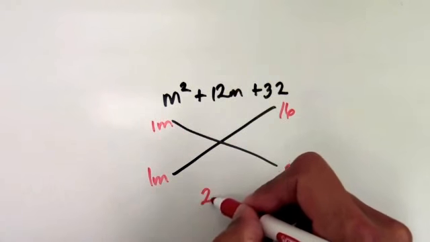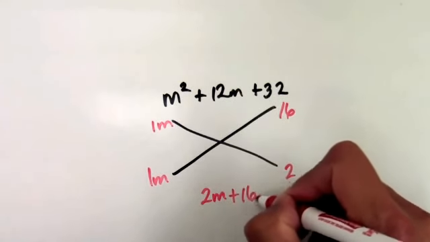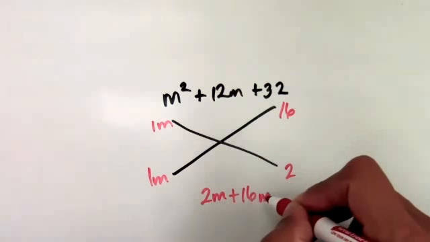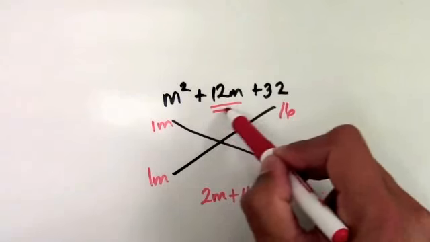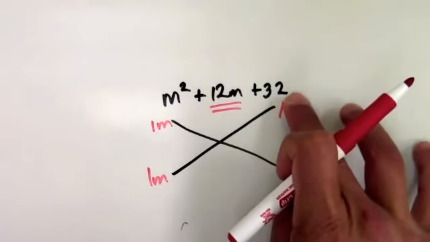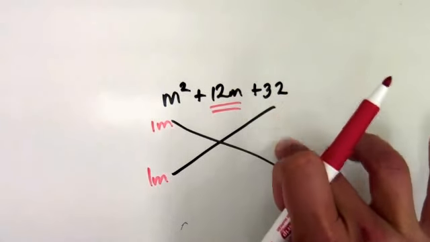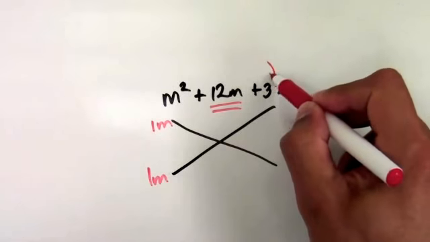Okay, but if I go ahead and multiply this, let's try it out. 1m times 2 is going to give me 2m. 1m times 16, that's going to give me a positive 16. When I combine that, that's going to give me 18. But that's not what I want. I want 12. So in the beginning, it might be a little bit difficult, but as you get the hang of it, it becomes pretty easy. And you guys already figured it out.